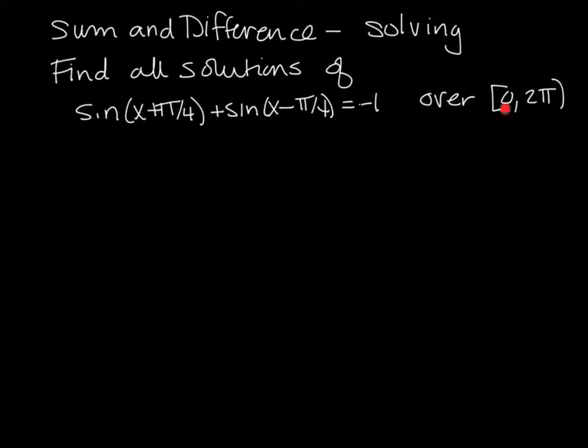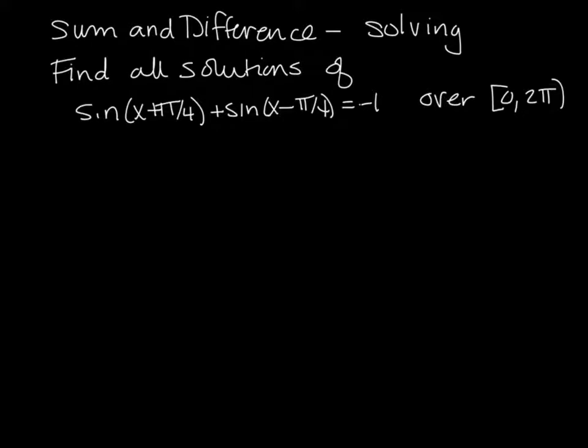And then it says over this interval, which just means one cycle. So one time around the unit circle and be done. So it's from 0 all the way around to 2 pi. It's including 0, but we don't include 2 pi in our answer. Okay? And so here I have a sum formula, here I have a difference formula. So that's the first step. Take this, plug it into the sum formula. Take this, plug it into the difference formula. So let's try that out.